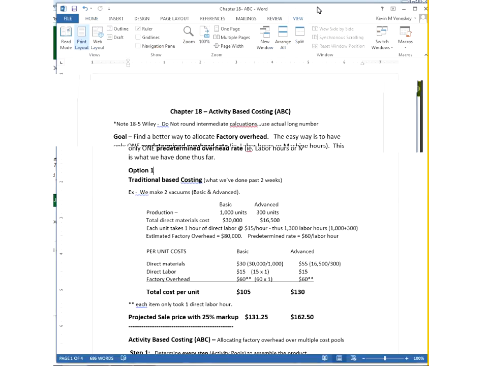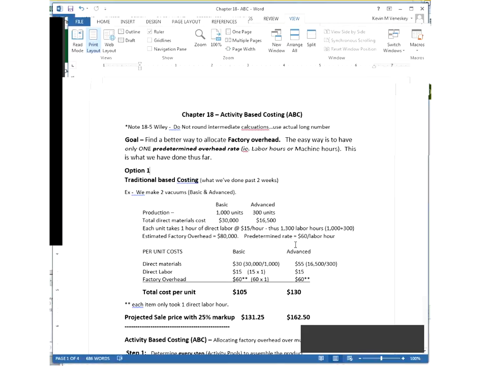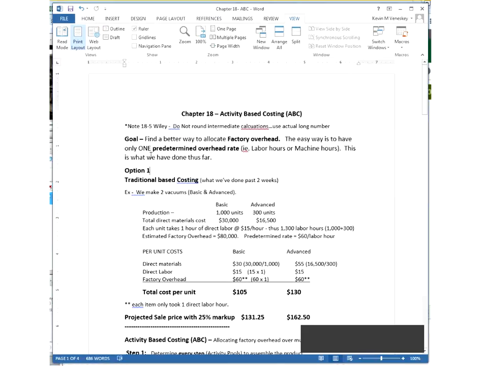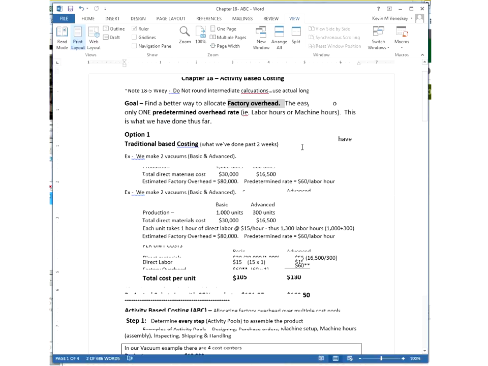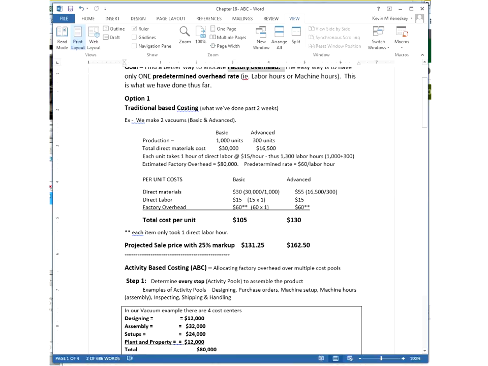So let's jump into this. All right, so our goal, again, like I said, is we're trying to find a better way to allocate factory overhead more than just on one thing. And so the first thing I wanted to do is show a little example of what we have previously been doing, and then look at how the difference is with ABC, otherwise known as activity-based costing.